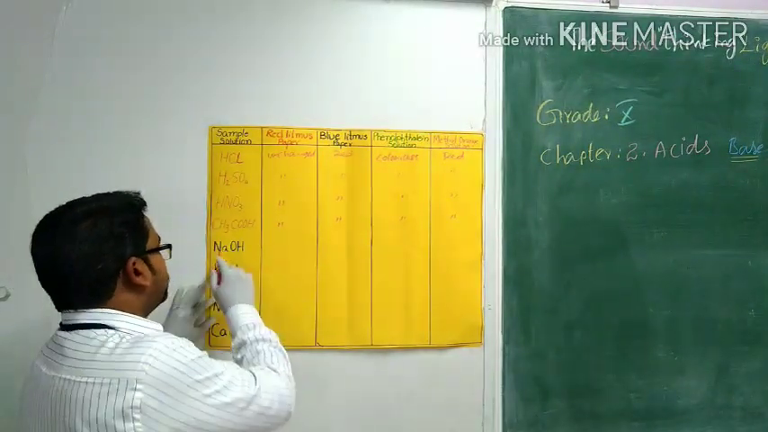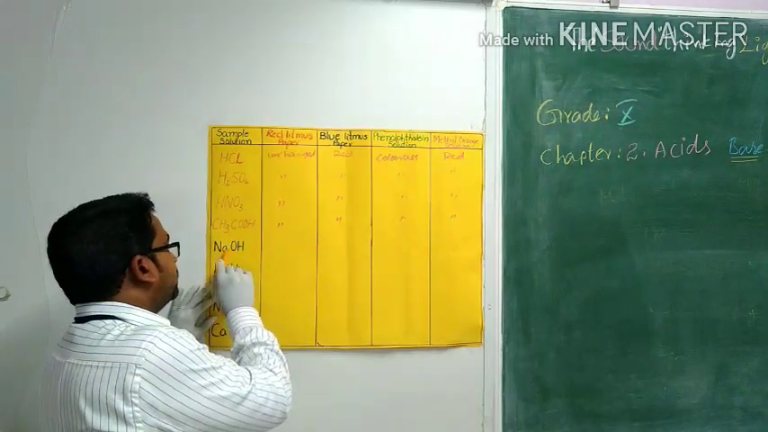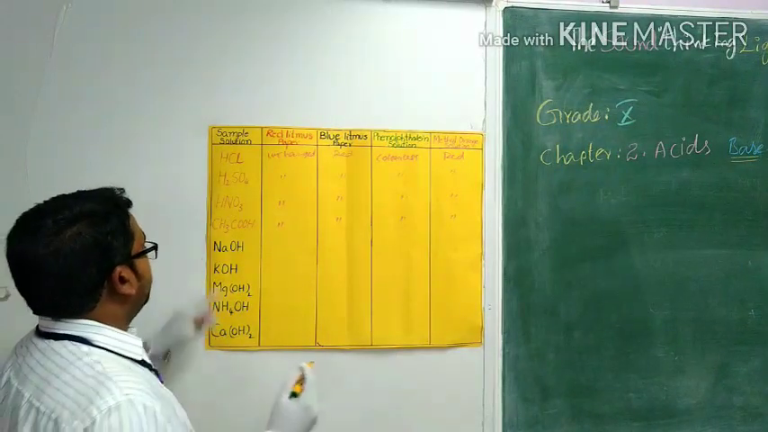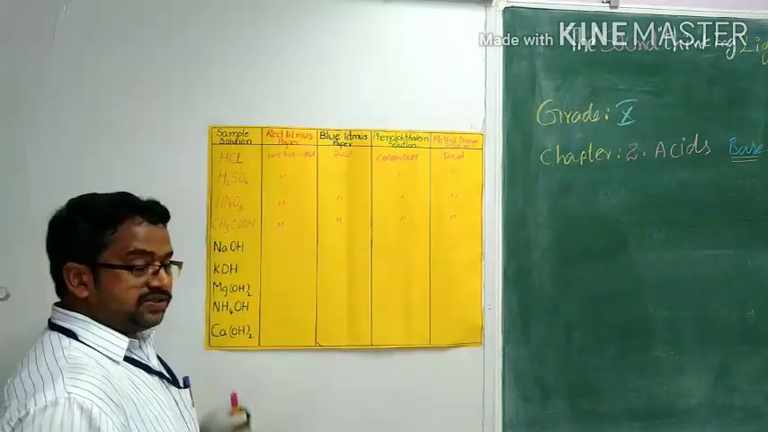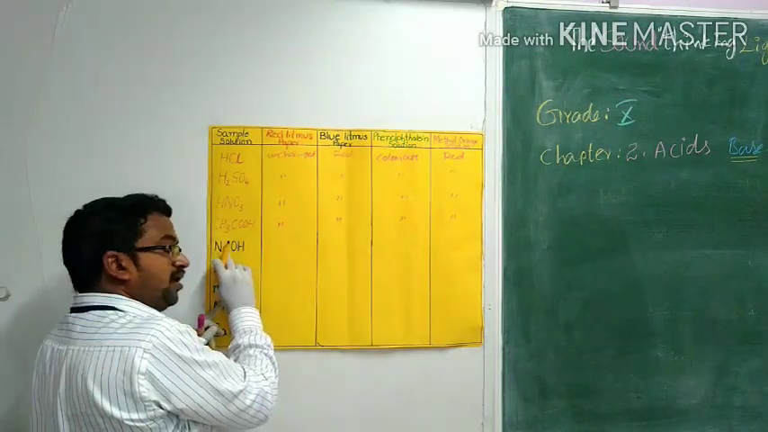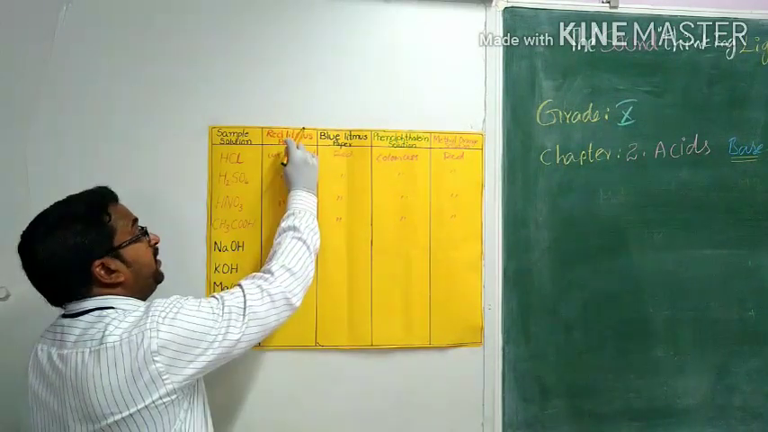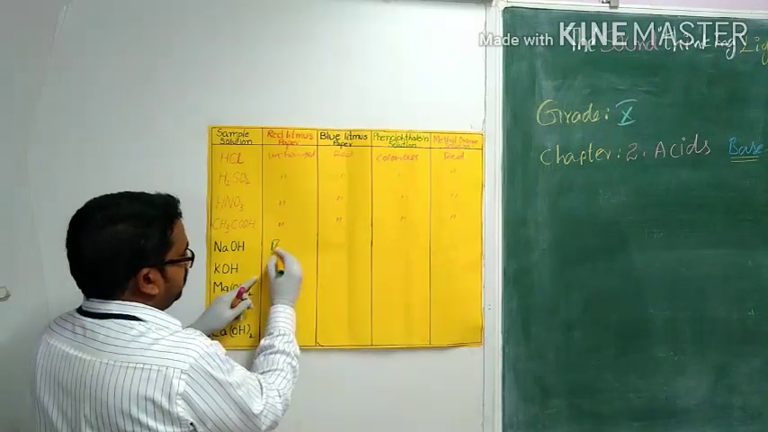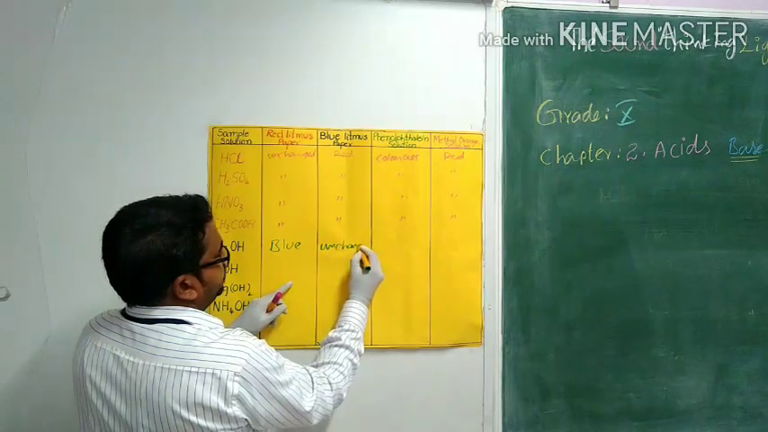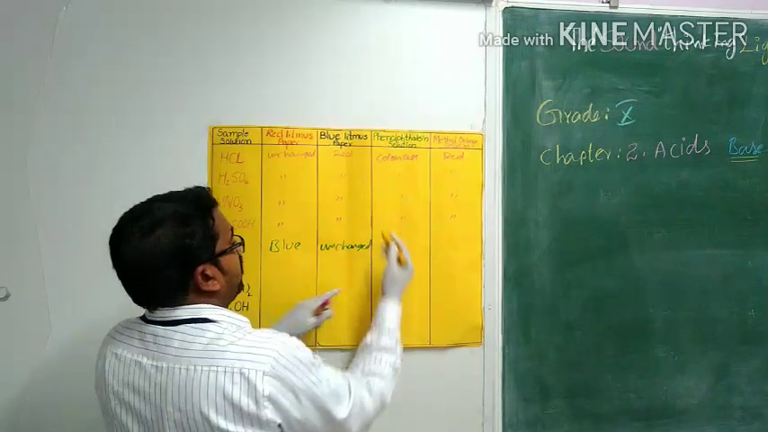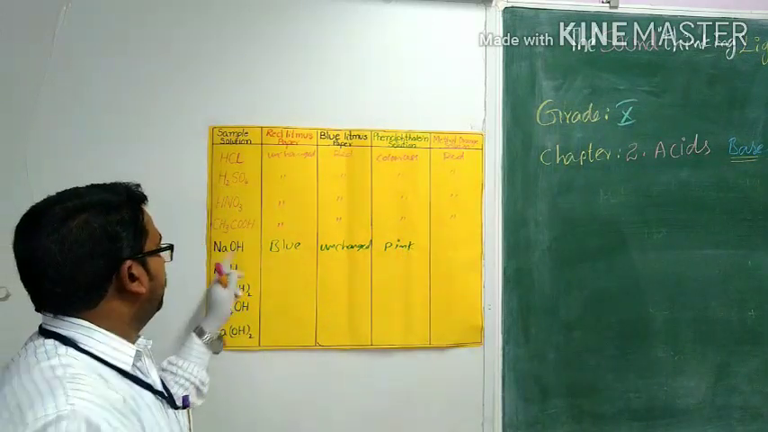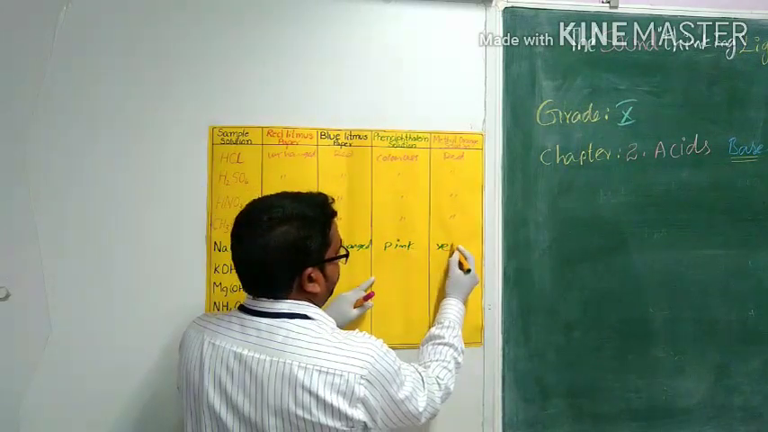Now NaOH, sodium hydroxide, is a metal hydroxide. Yes, correct. Now base, red litmus. What happened? The color of red litmus paper in the basic medium turns blue. What about blue litmus? Unchanged. Phenolphthalein is pink in color. Methyl orange is yellow in color.